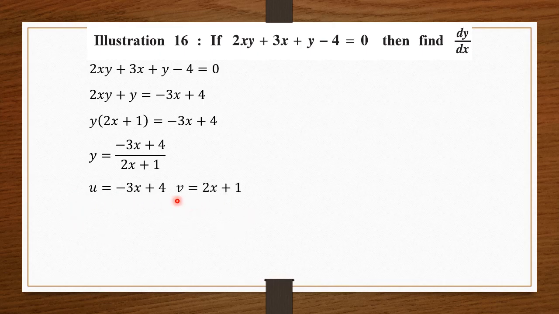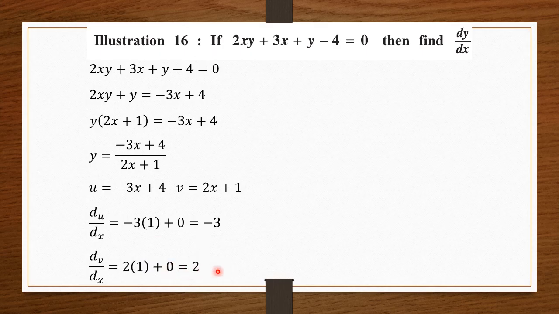In the next step, I am going to differentiate u. So negative 3 into 1 plus 0 will be negative 3. Similarly, dv upon dx will be 2 into 1 plus 0, which is equal to 2. So now I have to put it into my regular formula here: v into du upon dx minus u into dv upon dx, divided by v square.